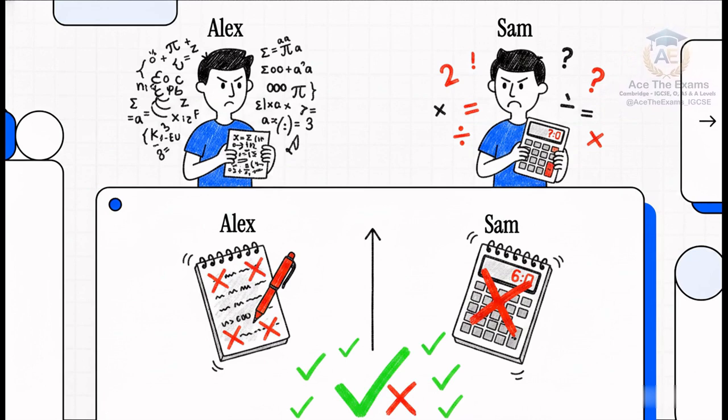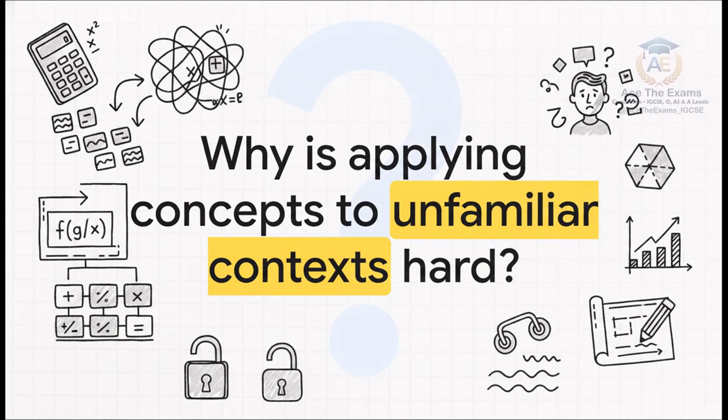Let's get into it. This brings us to a massive, fundamental question. And this isn't just me asking. This comes straight from the senior examiners themselves. Why do students find applying formula concepts to unfamiliar contexts so incredibly hard?